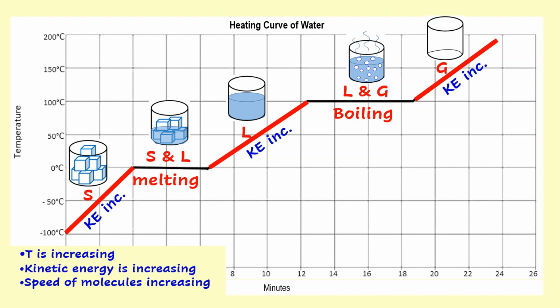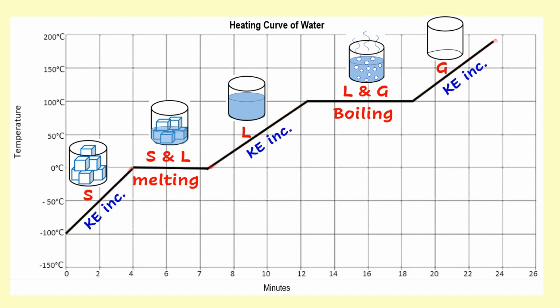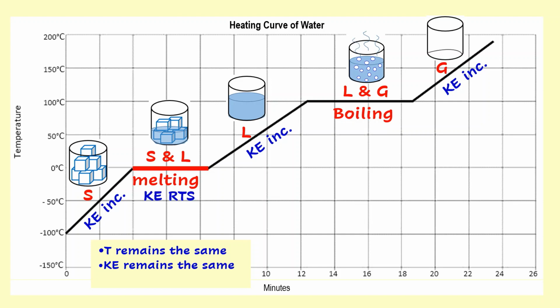In these three highlighted segments, only one phase of water is present, either 100% solid, 100% liquid, or 100% gas. But you'll notice while the water is transitioning from solid to liquid, or melting, the temperature remains constant. That means the kinetic energy remains the same, represented here with the shorthand RTS for remains the same. If the kinetic energy is not changing, then the speed of the molecules is also remaining constant during this phase change. The same holds true at 100 degrees Celsius while the water is boiling.